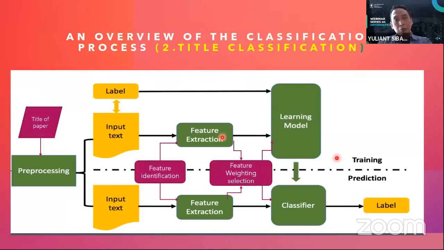Usually the data will be divided into training data and prediction data. The prediction data has a bigger size than the training data, because in the training data there is a manual process like labeling, and that needs time. We cannot use huge data in the labeling process, because the labeling is done manually.